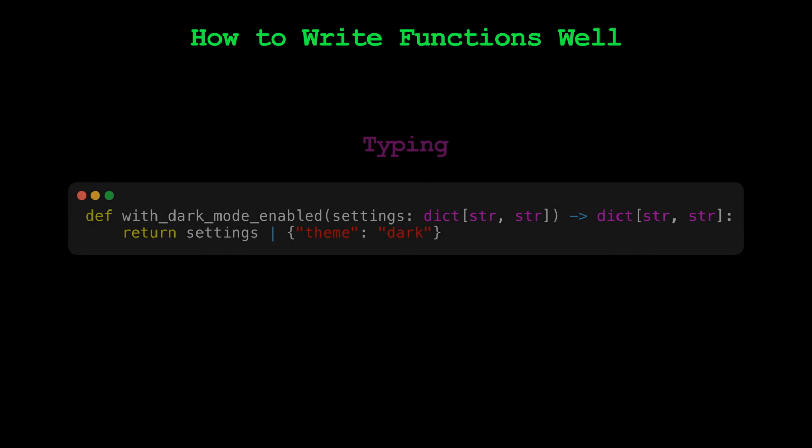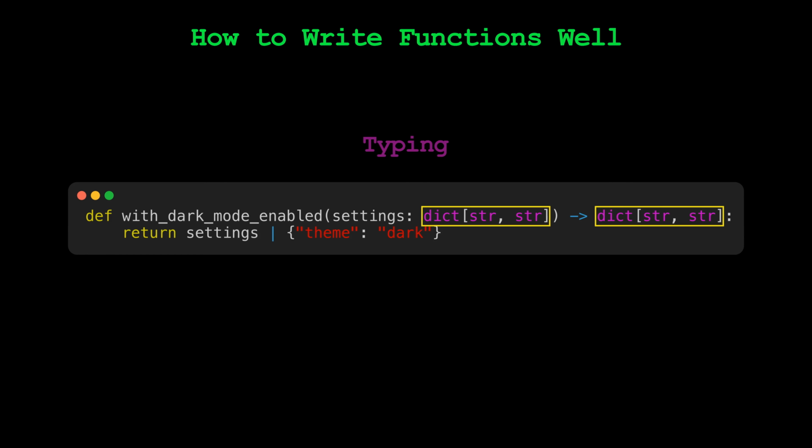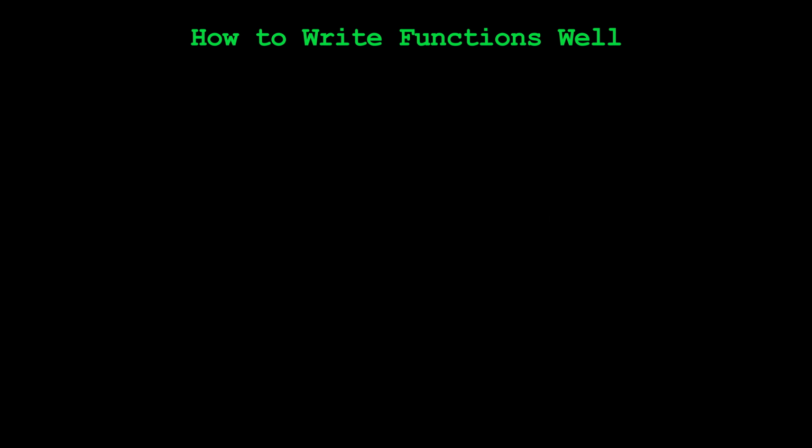Last but certainly not least, use type hints. At a minimum, annotate your parameters and return values. Type hints make the function's expected inputs and outputs clear, help third-party tools catch bugs earlier, and make code easier to read, refactor, and use correctly. We already covered typing in depth in another chapter.